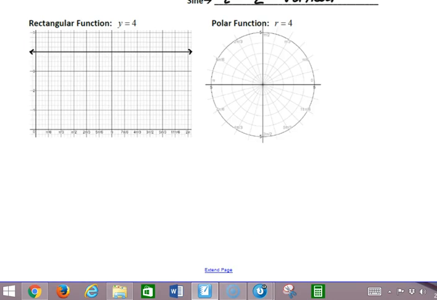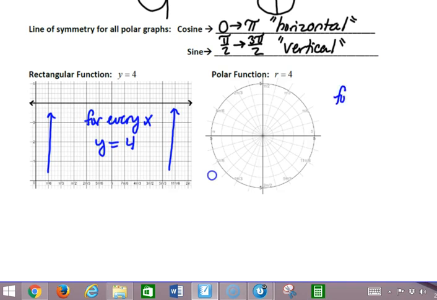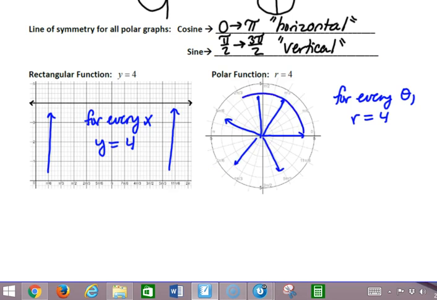Now this is kind of an interesting little graph. This is a rectangular function that is just a horizontal line. In this graph, no matter what the x value is, the y value is always 4. So we can say the same thing in the polar function. For every theta, r equals 4. So no matter where I am on the graph, every theta has an r value equal to 4. So this just ends up being a circle with a radius 4 centered at the pole.